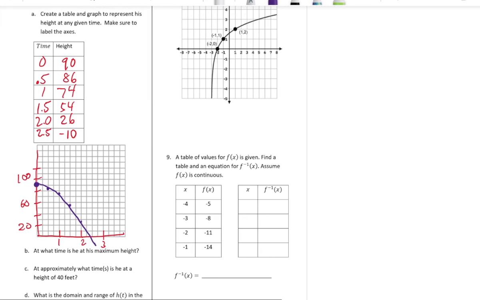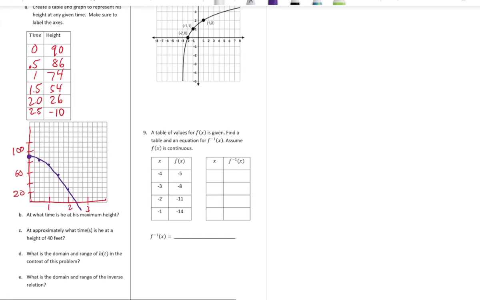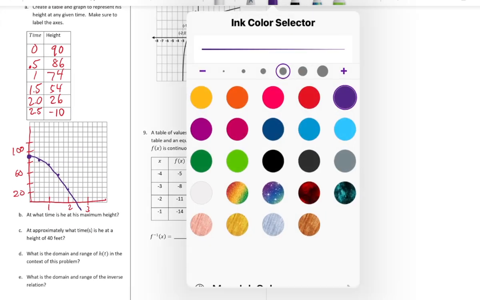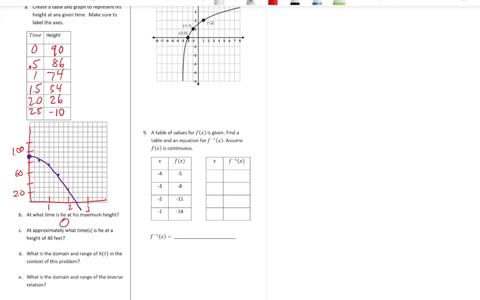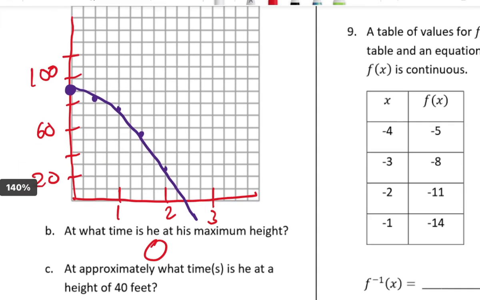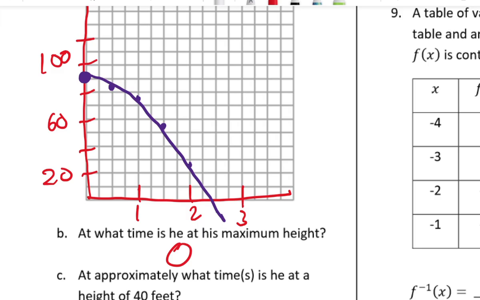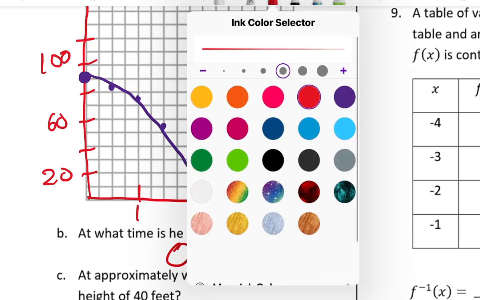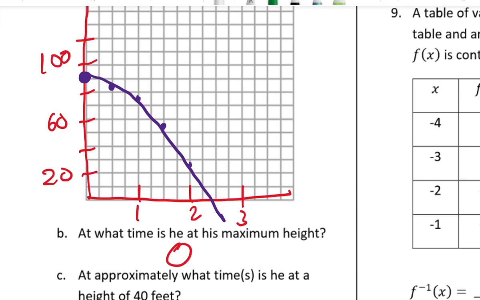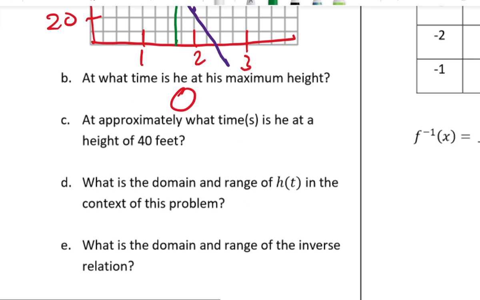At what time is his maximum height? That's at the very beginning. At time 0, we would call that when you start the stopwatch. At approximately what time or times is he at 40 feet? Okay, so let's see. If we mark off 40 feet, let me do this in another color. How about green? So here's 40 feet right here. We go over, we go straight down. It's about 1.5 seconds, a little more than 1.5 seconds. So maybe we could say 1.6.